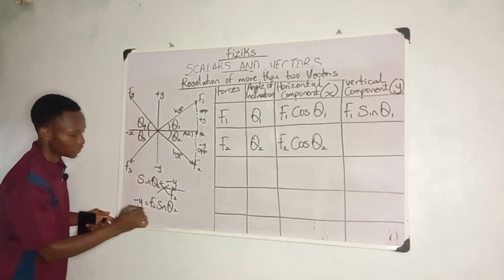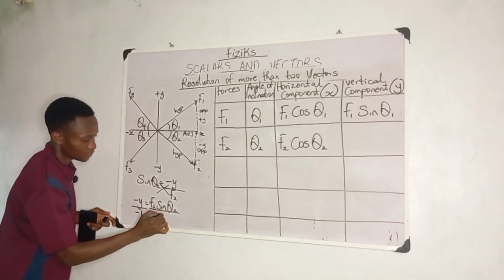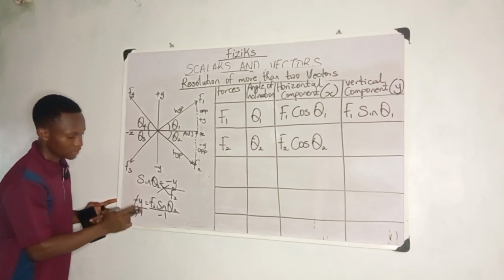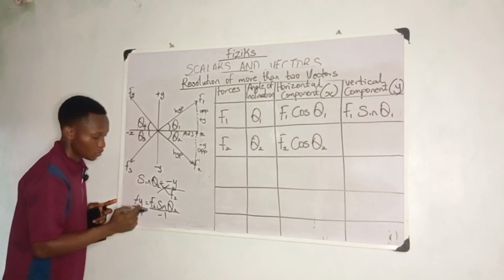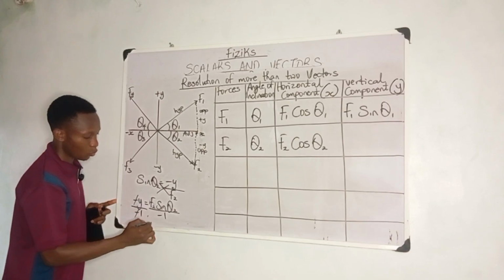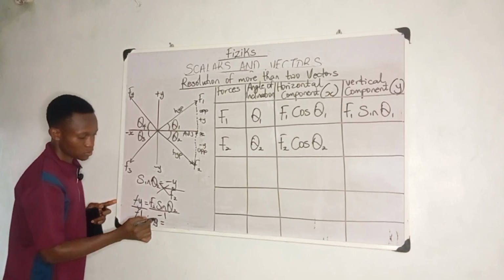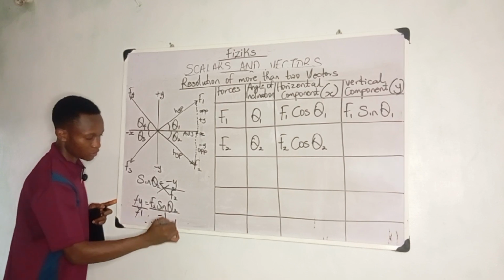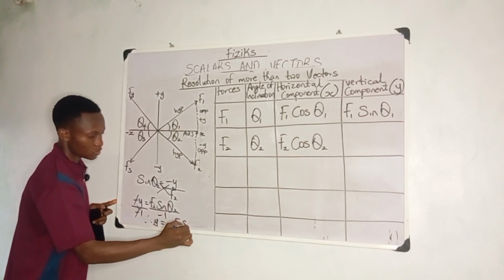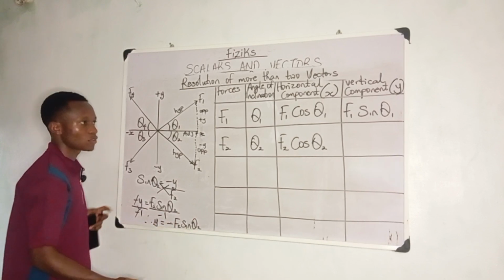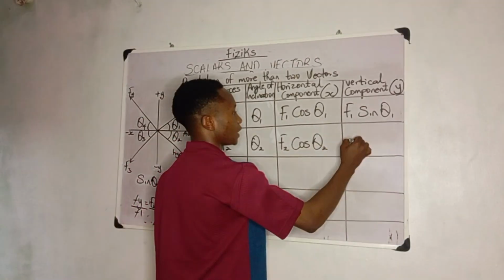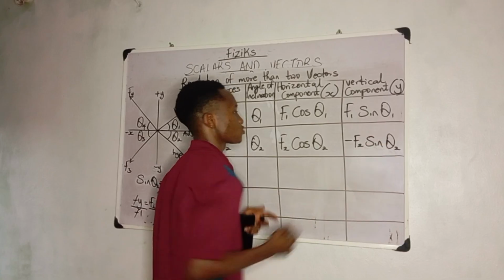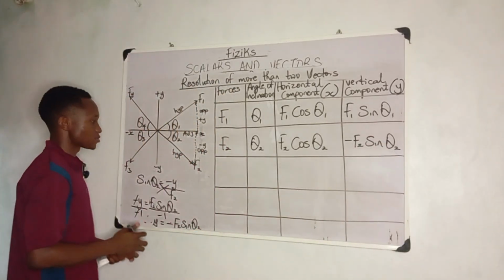So what I'm going to do, I'll divide both sides by minus 1. So minus will take care of minus. Therefore, y divided by 1, what's it going to give you? It will give you y. So y is equal to the minus. We have to go to the numerator. We have minus f2 sine theta 2. So I'm placing it here: minus f2 sine theta 2. Let's see the next one.